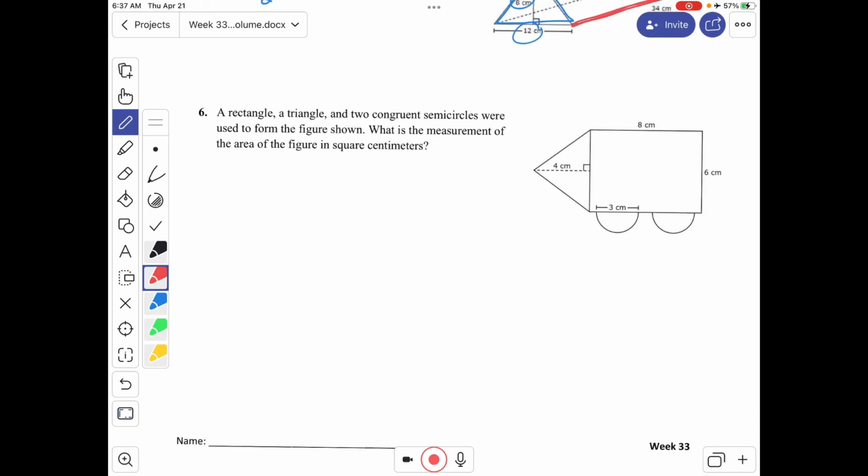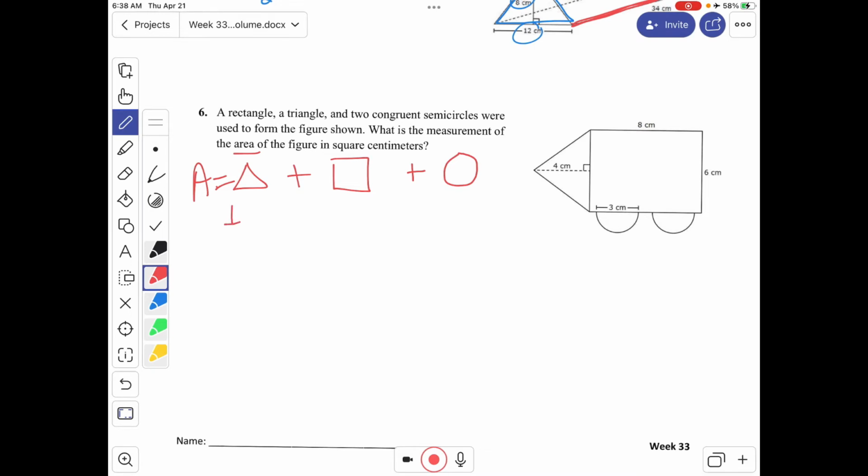Number 6. A rectangle, a triangle, and two congruent semicircles were used to form the figure shown. What is the measurement of the area of the figure in square centimeters? So this time it's area. So we need the area for a triangle plus the area of a rectangle plus the area of two semicircles. And I bet if we put two semicircles together, it would make one circle.